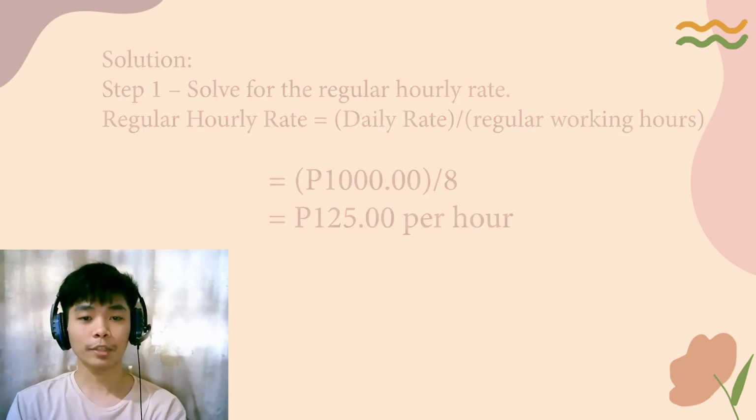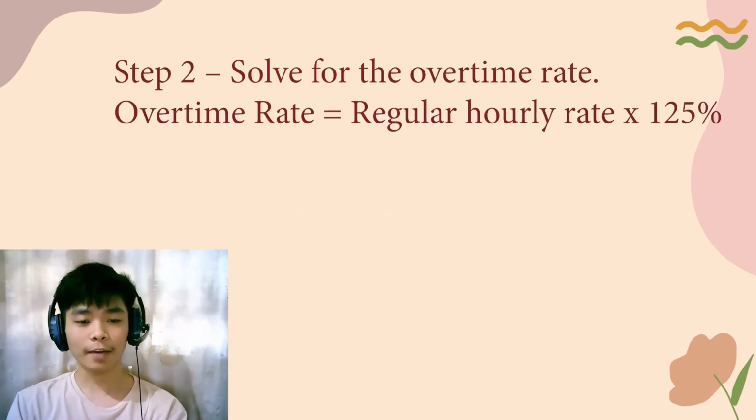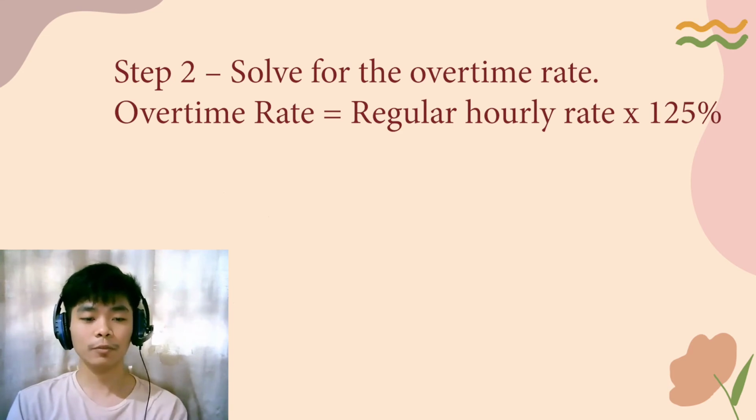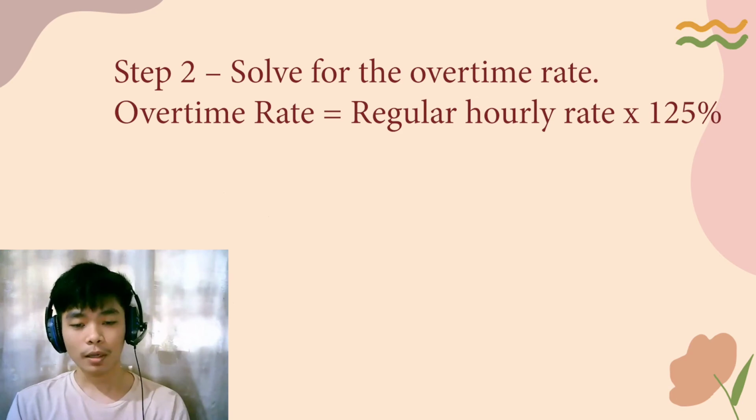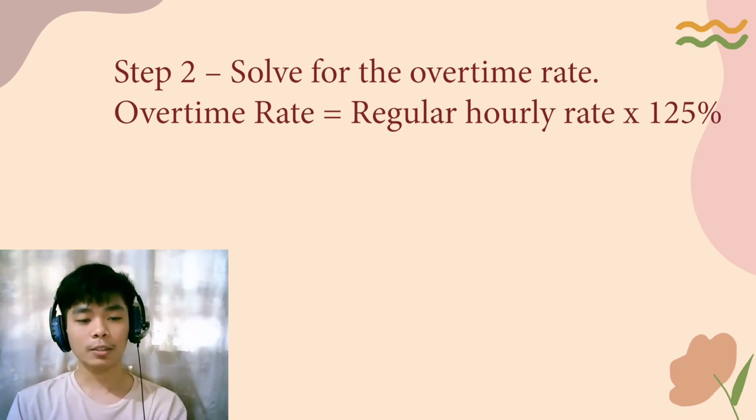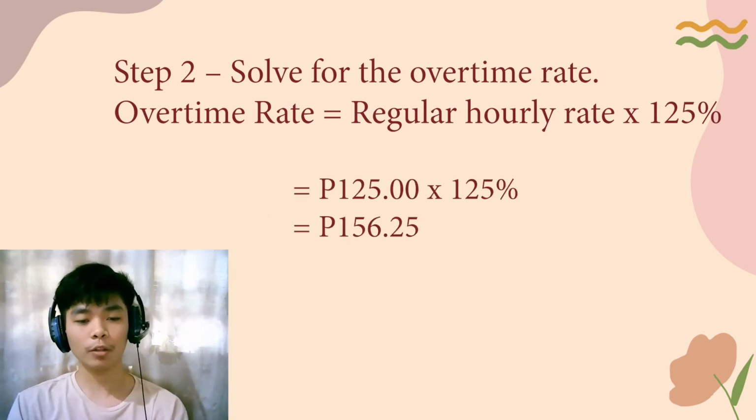The second step is to solve for the overtime rate. By using the second formula, overtime rate equals regular hourly rate multiplied by 125%. Next, substitute the regular hourly rate of 125 pesos, then multiply it by 125%. But before multiplying, we need to convert 125% to a decimal, which is 1.25. Then when you multiply these two, you will get 156.25 as the overtime rate.